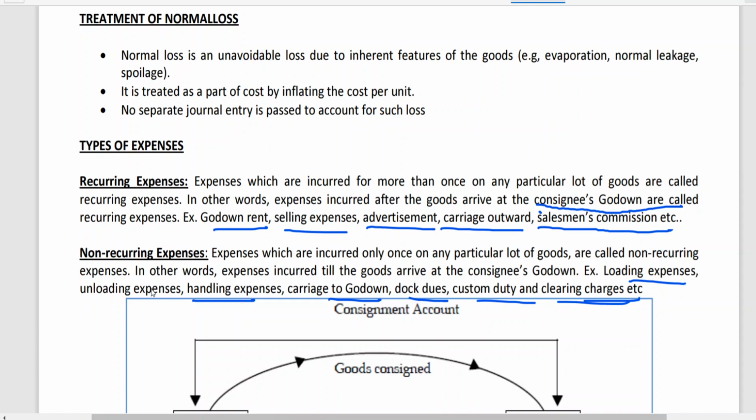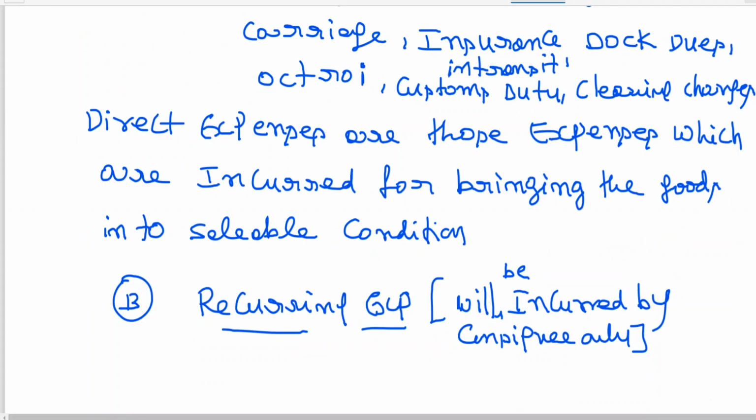Godown rent: you need to pay every month till you dispose of the goods. It is also called warehouse rent. Selling expenses: you need to appoint a salesman and pay commission to the salesman also. You need to pay transportation charges, also called carriage outwards. These all are the expenses you need to incur in order to sell the goods. You can take it for granted that consignee expenses can be recurring and non-recurring.